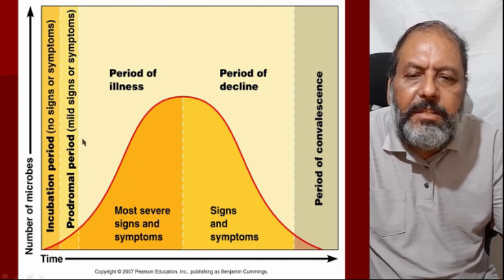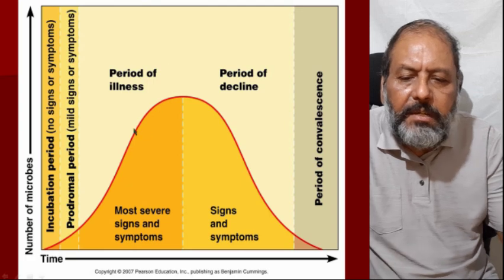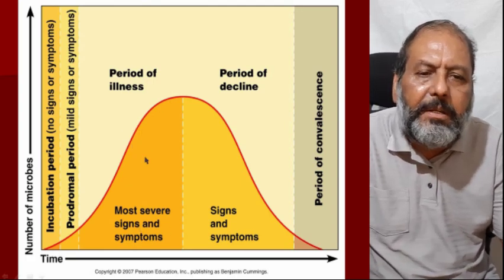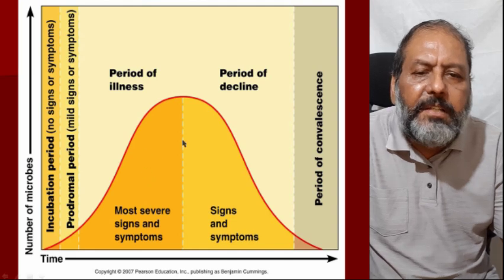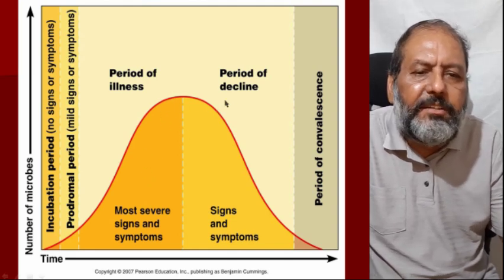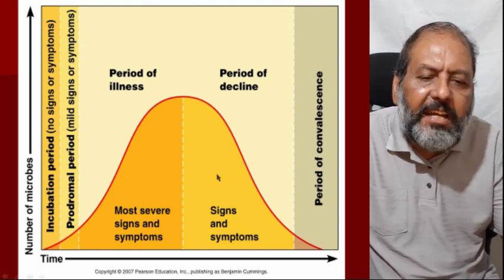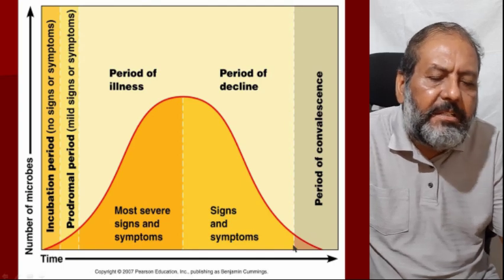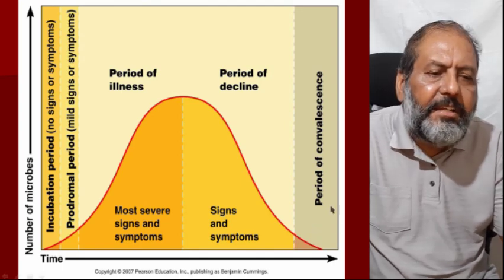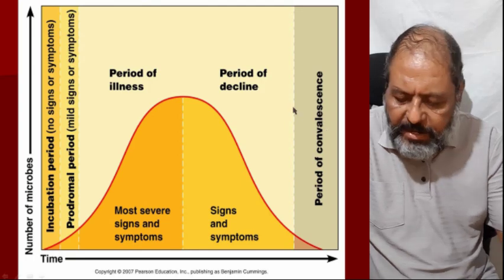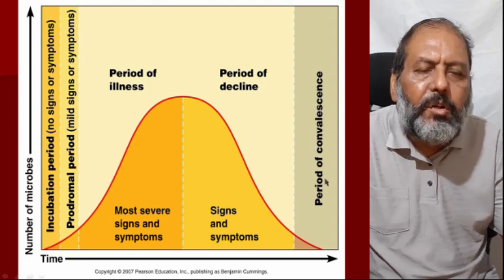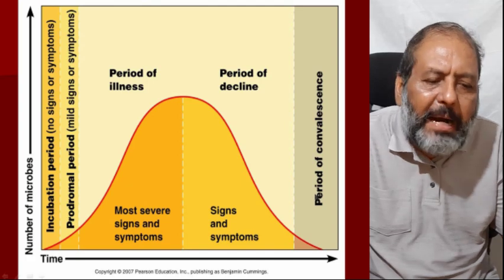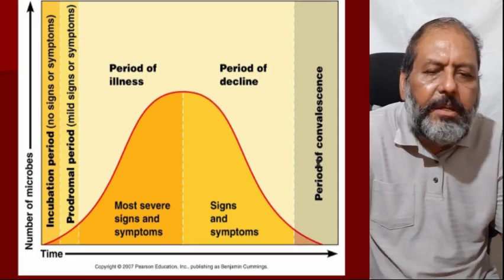Then there is the period of illness, when the most severe signs and symptoms of any particular disease appear. Then the disease starts declining, so that is the period of decline, when signs and symptoms start decreasing, and ultimately the disease finishes, and there is a period of convalescence when the body starts recovering from the disease or the damage done to the body by the pathogenic bacteria.